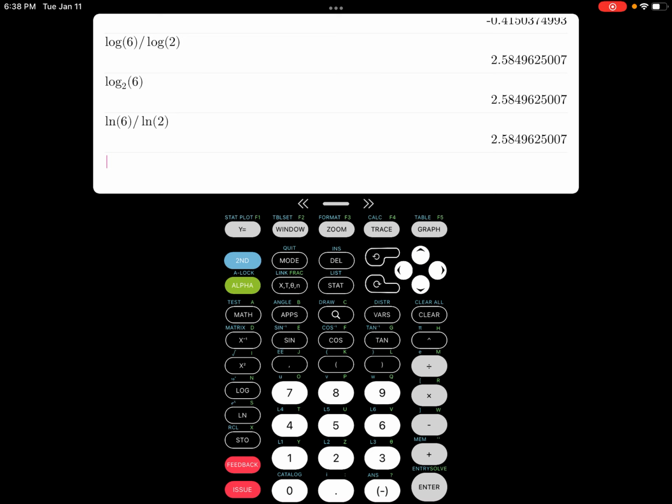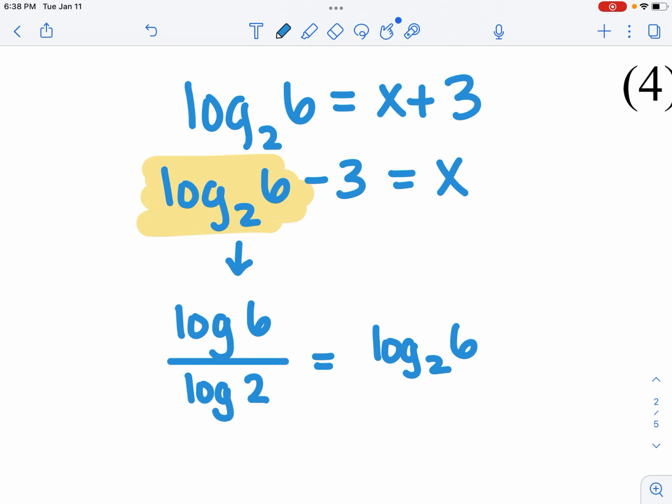So when you have a logarithm with a base other than 10 or e, what you're allowed to do is split it up into a quotient: log of the input, which is what's inside the log, in this case the 6, divided by the log of the base, and the log that you're using here can be any base you'd like. So the easiest one to use would be the common log or ln, since those keys are given to you on the home screen.